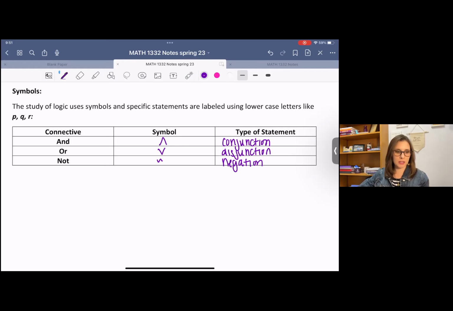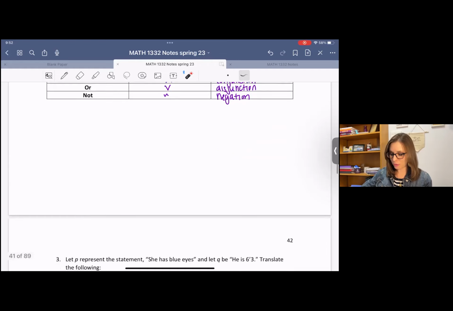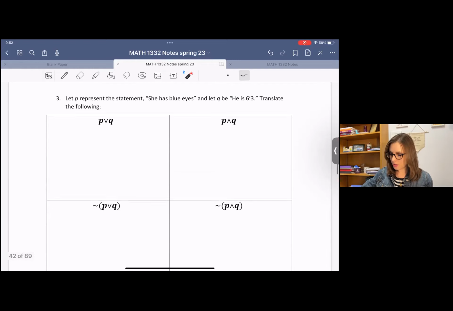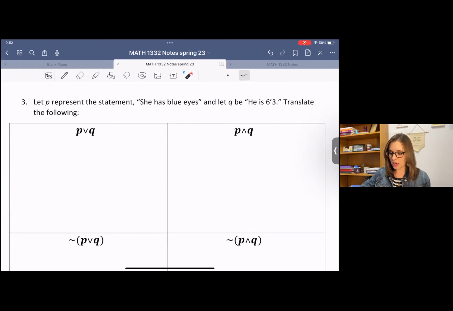So those are just some basics of the connective words, and we will be using letters and symbols instead, because that's what symbolic logic is. We substitute those for full statements. So I have some examples here. We're letting P represent the statement, she has blue eyes, and we're letting Q represent the statement, he is 6'3". We're going to translate the following.